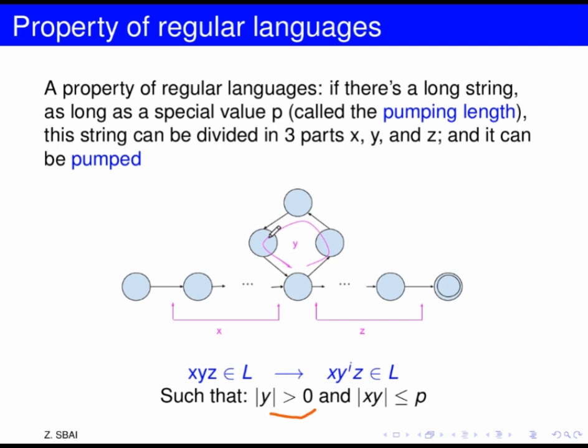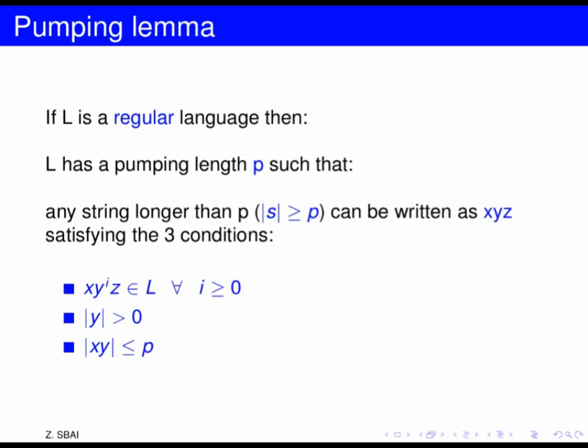Okay, there should be a cycle, so y shouldn't be equal to epsilon, and also xy should have a length that is less than or equal to the pumping length p. This property is known as the pumping lemma.